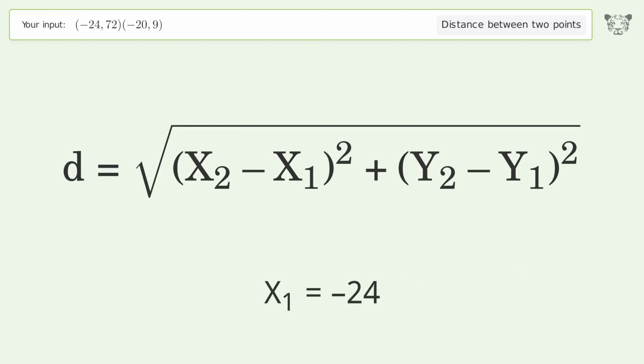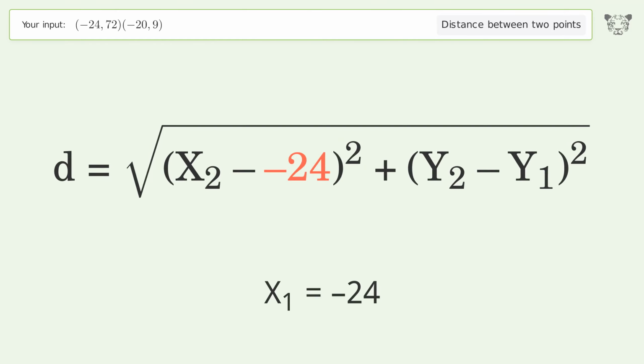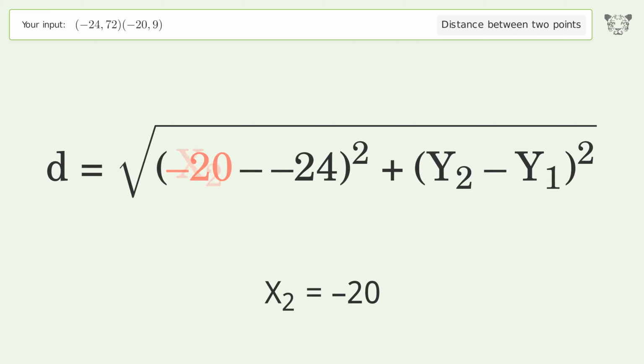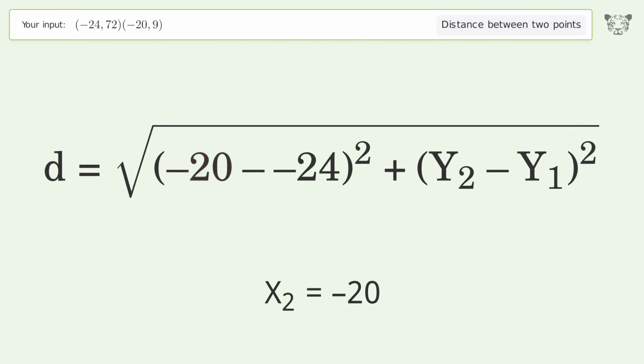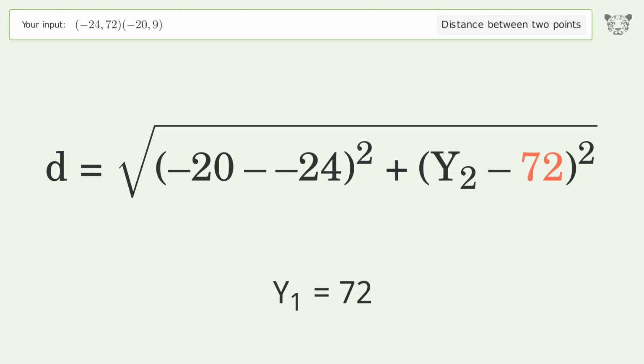x1 equals -24. x2 equals -20. y1 equals 72. y2 equals 9.